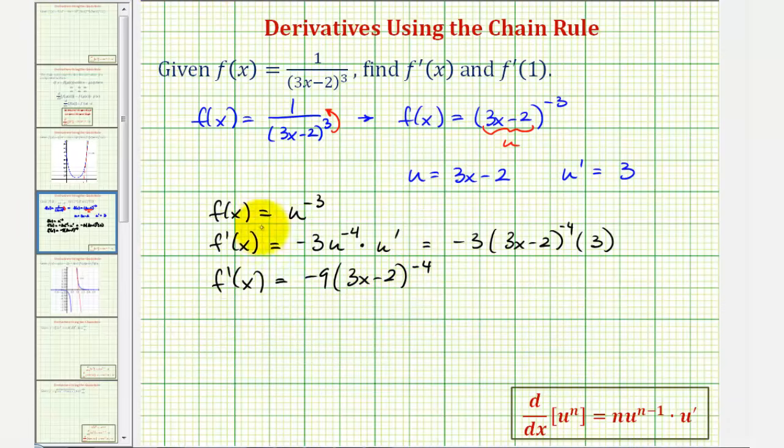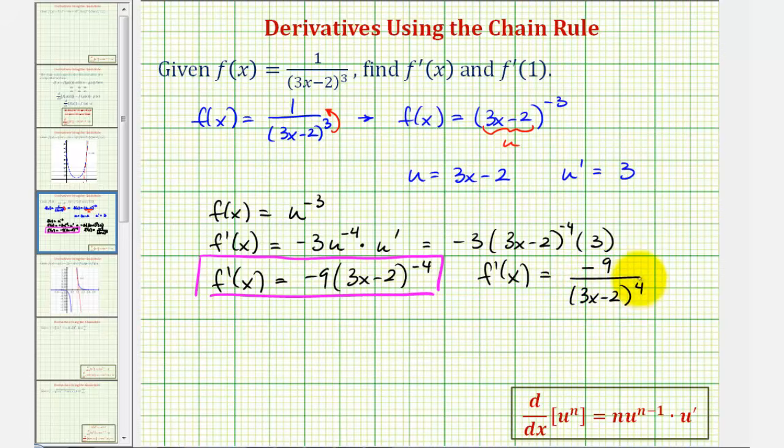So this may be fine as our derivative function. Let's also show how we can write this using a positive exponent. We can move the base of 3x minus 2 down to the denominator again, which will change the sign of the exponent. So we could also say f prime of x equals, the negative 9 is going to stay in the numerator, divided by the quantity 3x minus 2 raised to the positive fourth power.